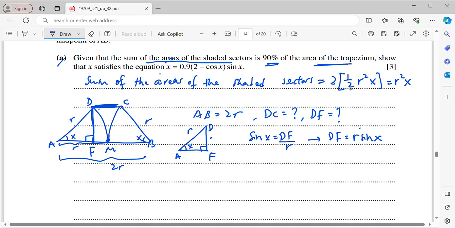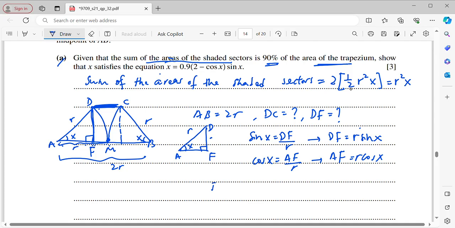So this DC is basically 2 FM, when you look at the diagram. So DC is 2 FM. So now I need to find what is my AF, because I know that AM is R. I need to find what is my AF so that I can find the FM. So I will use cos X to find my AF. So cos X equals to AF over R. Therefore, my AF is R cos X.